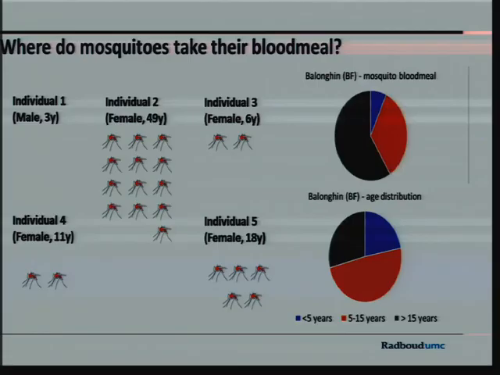And if we do that for all the households we've done so far, we see, perhaps not so surprisingly, that 55% of all blood-fed mosquitoes took their blood meal from an adult. So this means that the mosquitoes do sample adults and the older children much more frequently than the young children.